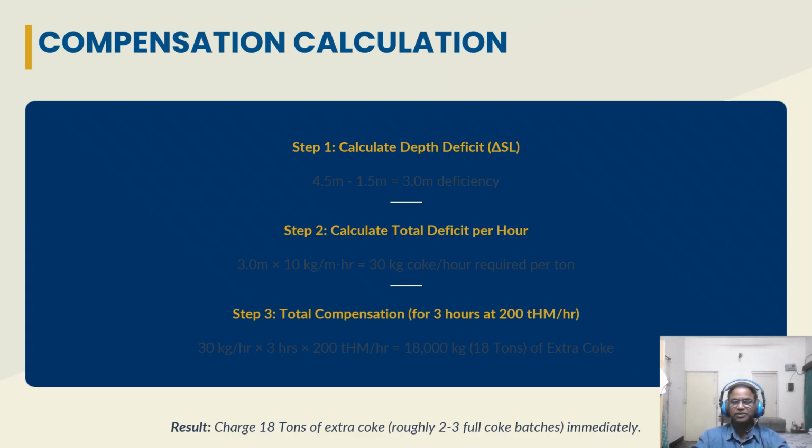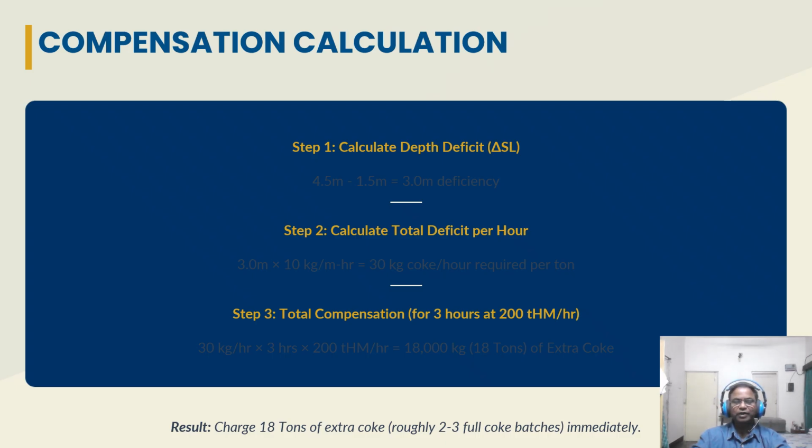Depth deficit is 4.5 meters minus 1.5 meters, that is a 3 meter deficit. So what will be the compensation? The compensation will be 3 meters multiplied by 10 kg per meter hour, that is 30 kg per hour. So total compensation is 30 kg per hour times 3 hours multiplied by 200 tons of hot metal per hour, which is the fuel that is getting supplemented. So 18,000 kg, that is 18 tons.